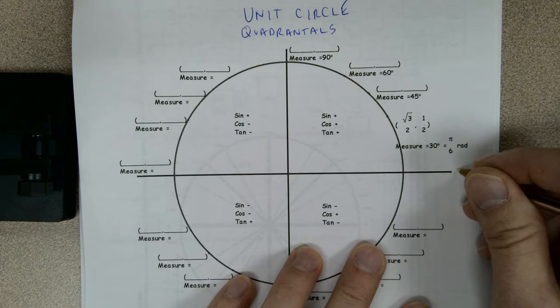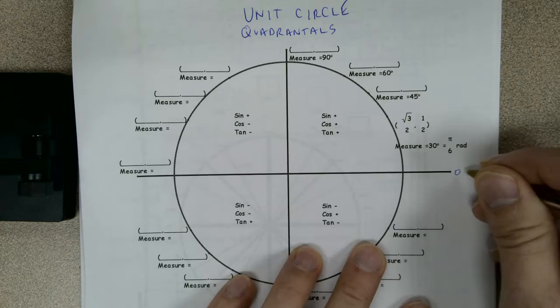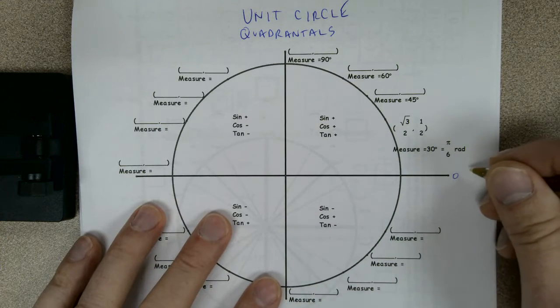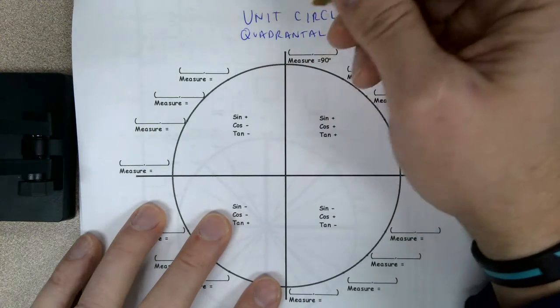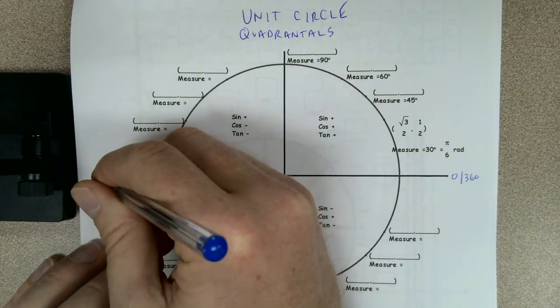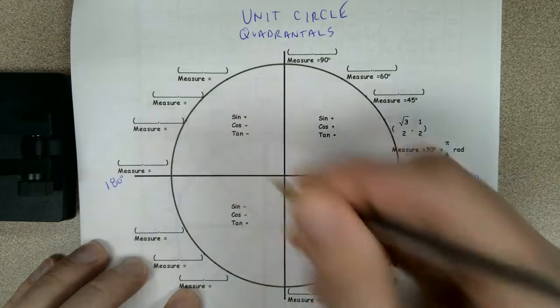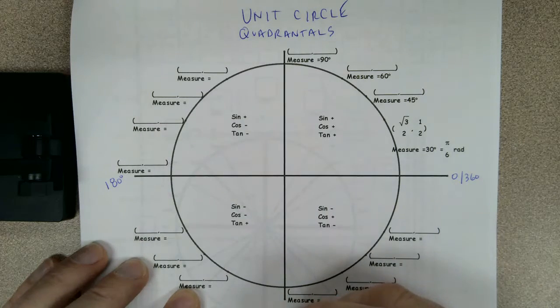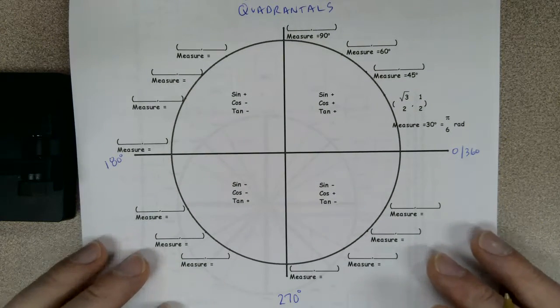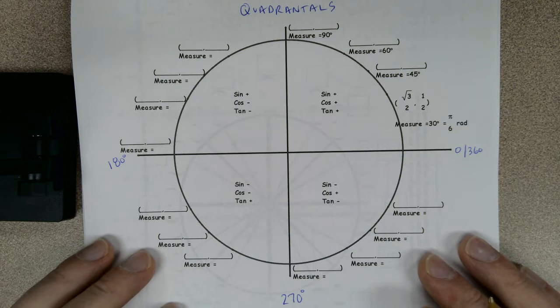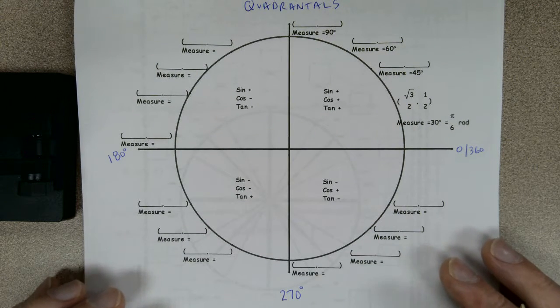So here is 0 or 360, as we know. We've already got 90 marked there. Here's 180. And then down here is 270. Can everybody see that okay?